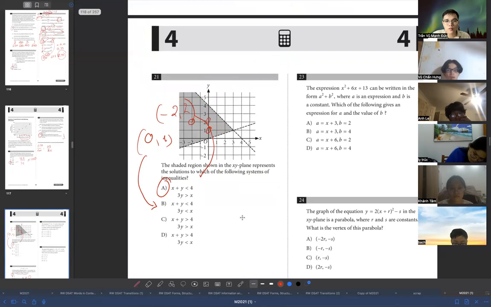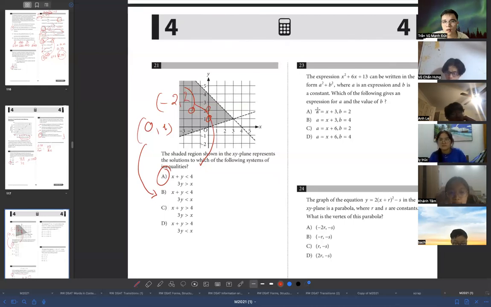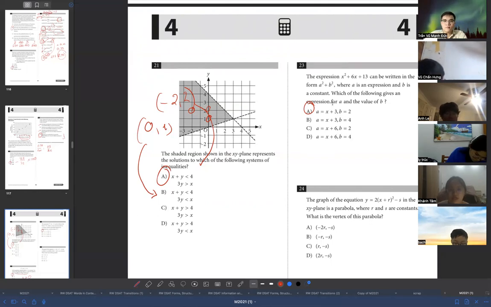Great. 23. Okay, this is very interesting. Tom, can you do 23? I choose A. Why did you choose A? Because it can be written in the form A squared plus B squared, so I plug in and it's correct. Oh, you plug them in.